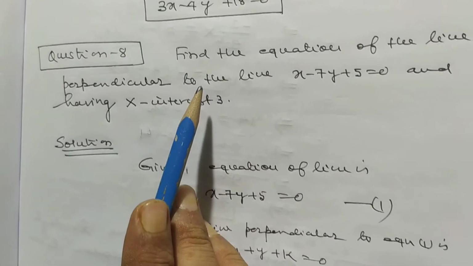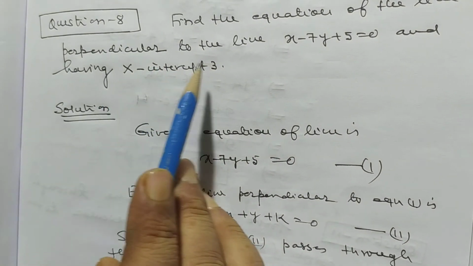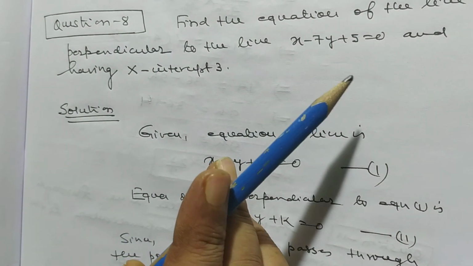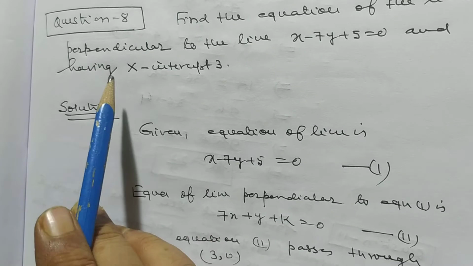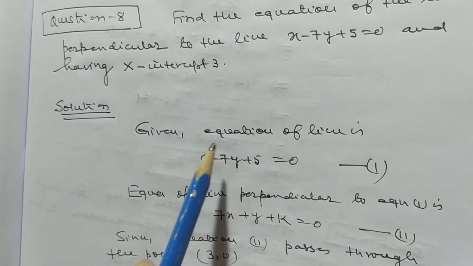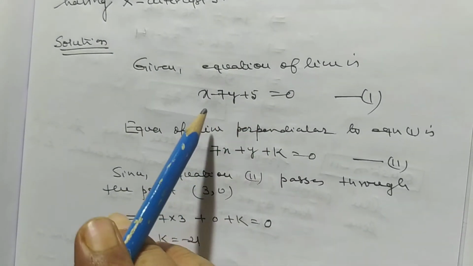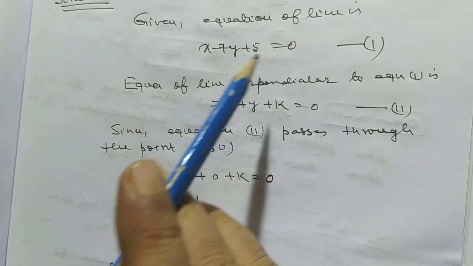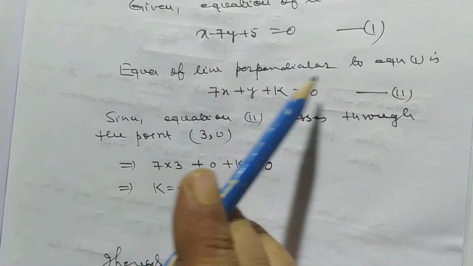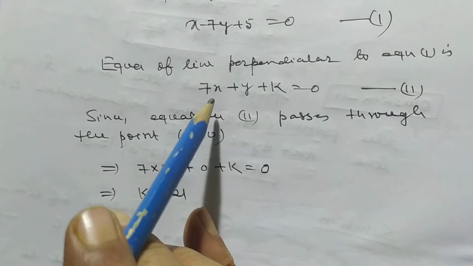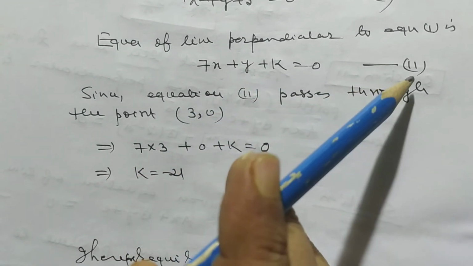Find the equation of the line perpendicular to the line x minus 7y plus 5 is equal to 0 and having x intercept 3. Given equation of line is x minus 7y plus 5 is equal to 0. Equation of line perpendicular to the equation first is 7x plus y plus k is equal to 0.